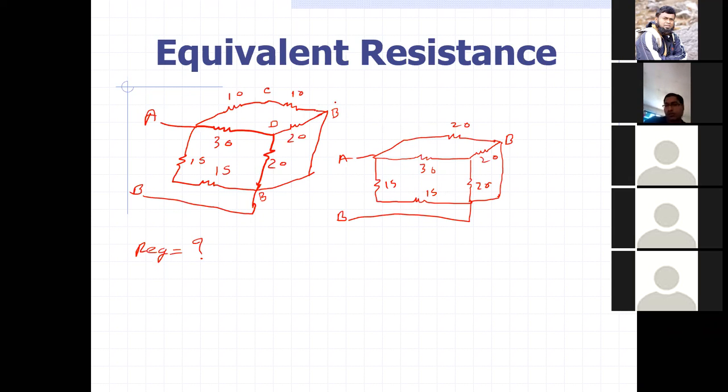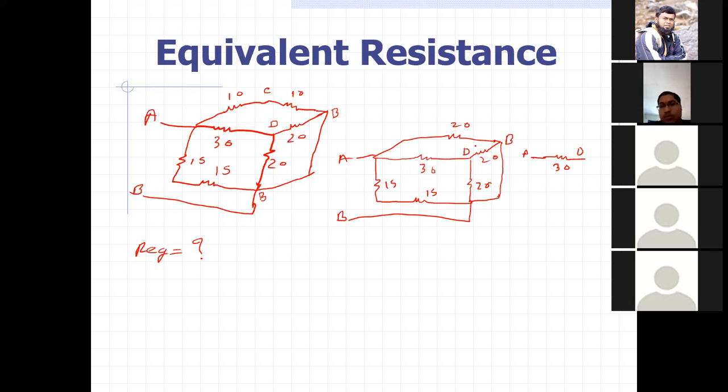So now this C is vanished. Now suppose this is D. So now our circuit. At first, find out our node points. If you find the node points, then all are clear. Suppose this is your point A. So from A to D point, the resistance is 30. This is 30, A to D point.